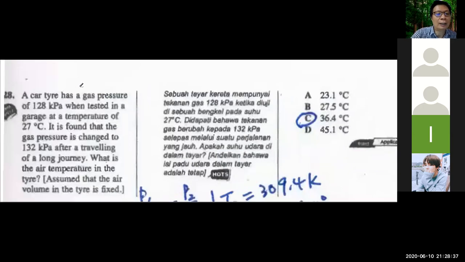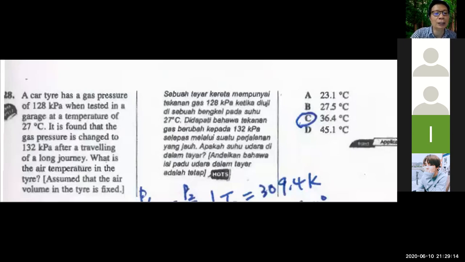A car tire has gas pressure 128 kilopascal when tested in the garage at temperature 27. So pressure and temperature again, so it's the pressure law. It is found that the gas pressure changes to 132, higher than before, after a long journey. What is the air pressure in the tire? They ask you to find the air pressure inside the tire. No, I think the question is wrong. Oh sorry, it should be: what is the air temperature?